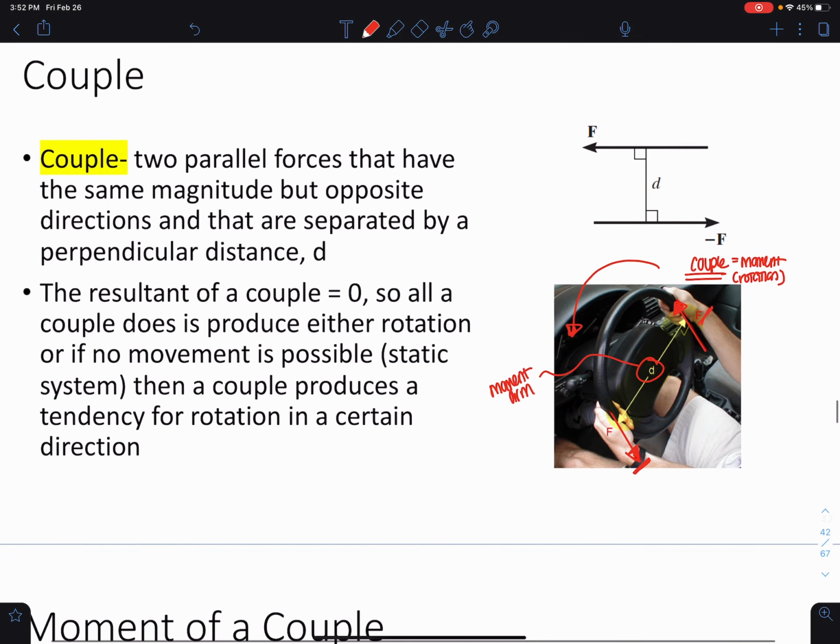Okay, and because both of those forces are equal and opposite, the resultant of the couple equals 0. Okay, so the couple does not produce any translational motion or resistance. The only outcome of it is either rotation, or in a static system, it produces a tendency for rotation in a certain direction. You can think of that like something blocking the rotation, but it would be trying to rotate.